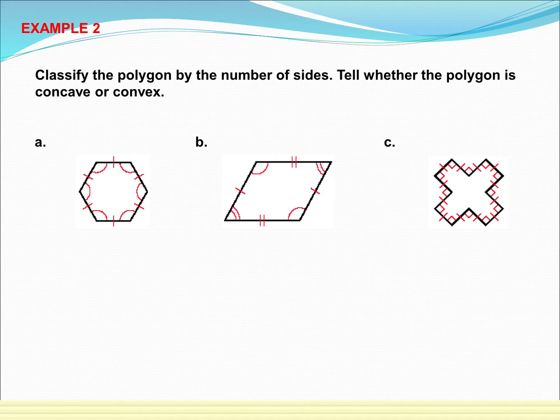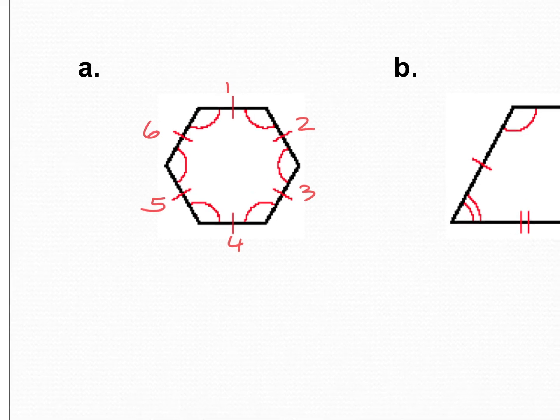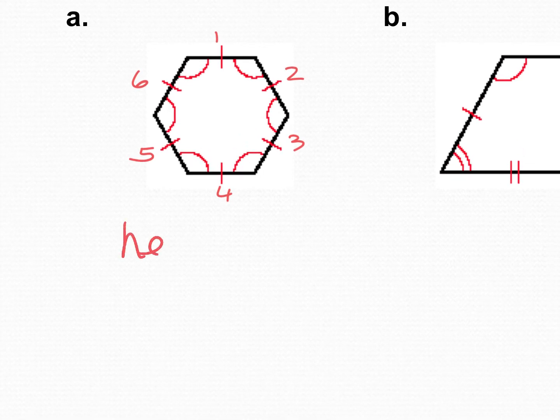This time, these are all polygons. So this time they want us to classify it. So we've got to give the name now, and then also, again, state if it's concave or convex. So let's go ahead and count up our sides here. We have 1, 2, 3, 4, 5, 6 sides. And a 6-sided figure we just saw was a hexagon.